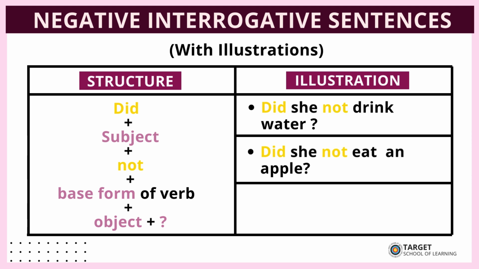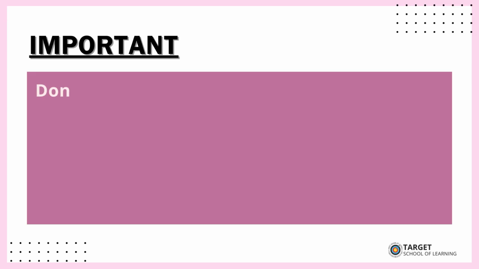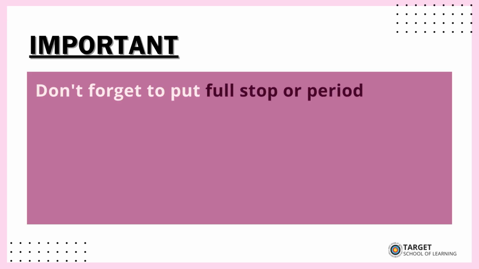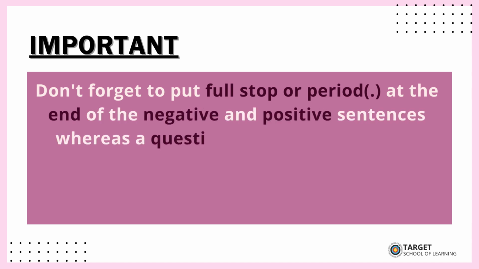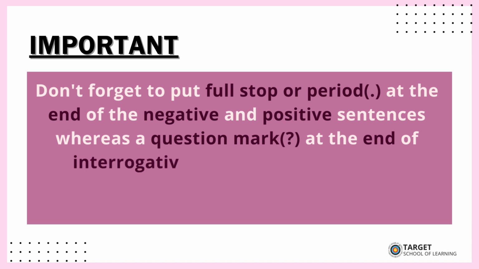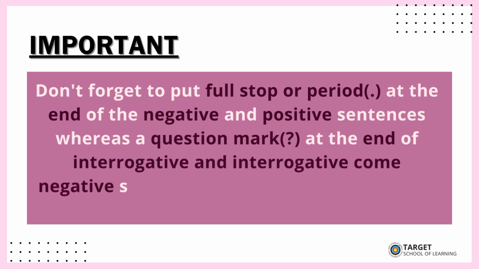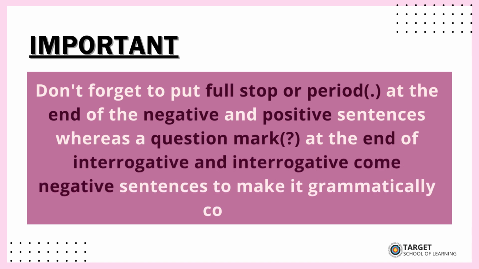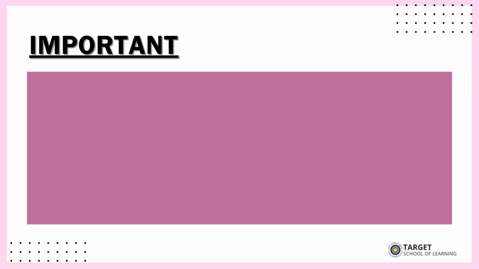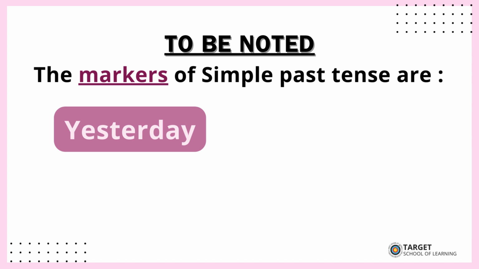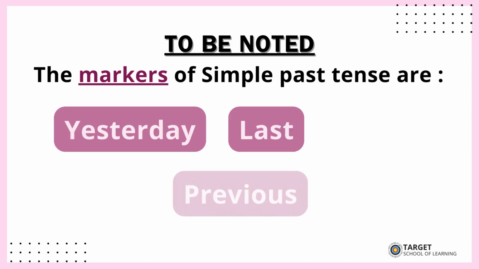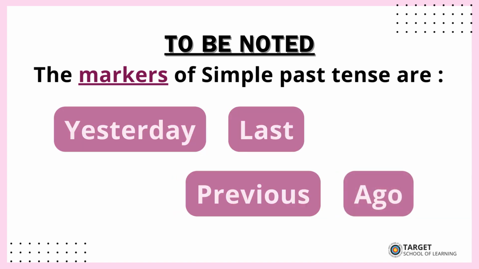Did she not eat an apple? Did we not go to mall yesterday? Don't forget to put full stop or period at the end of the negative and positive sentences, whereas a question mark at the end of interrogative and interrogative cum negative sentences to make it grammatically correct. The markers of simple past tense are yesterday, last, previous, ago.